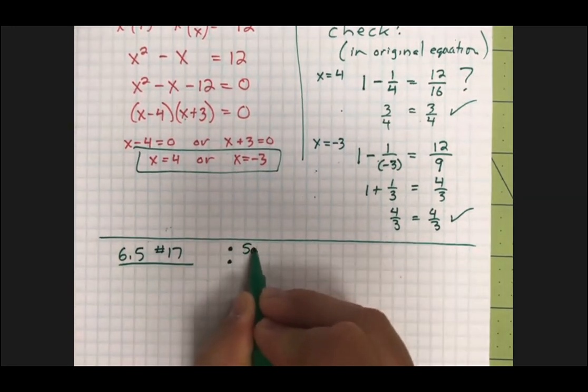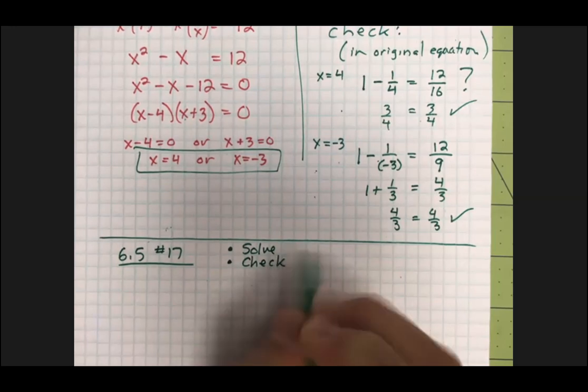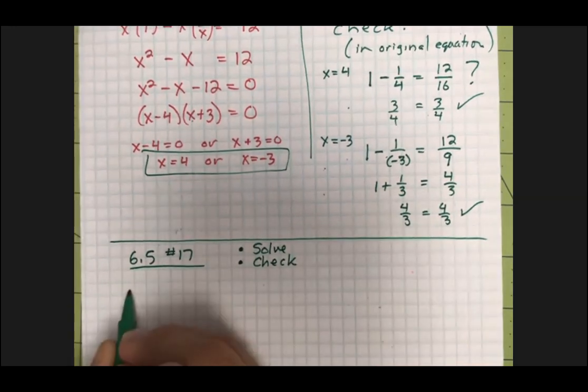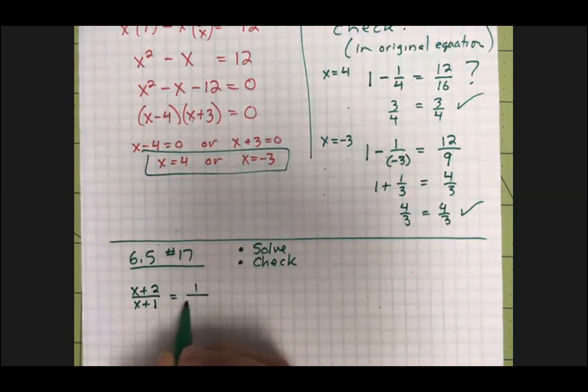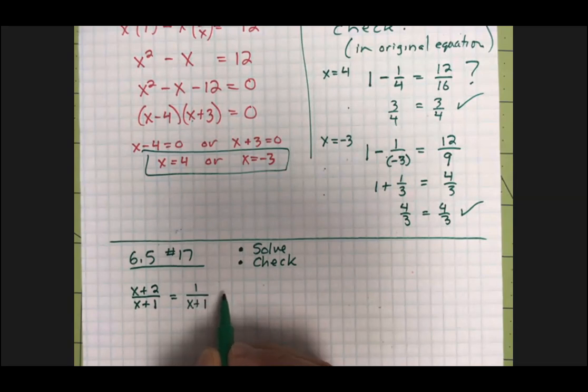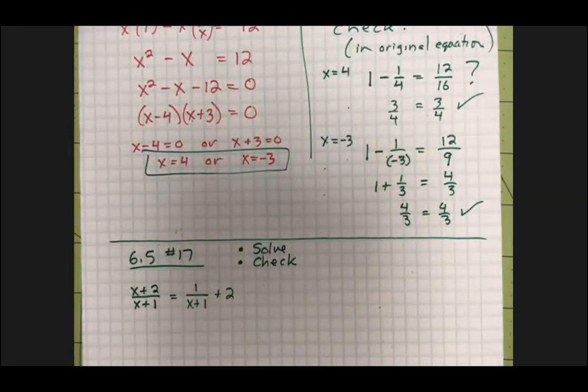Again, there's the two simple directions, solve and check. Number 17 says x plus 2 over x plus 1 is equal to 1 over x plus 1 plus 2. I need to get my reading glasses here to help me out a little bit.